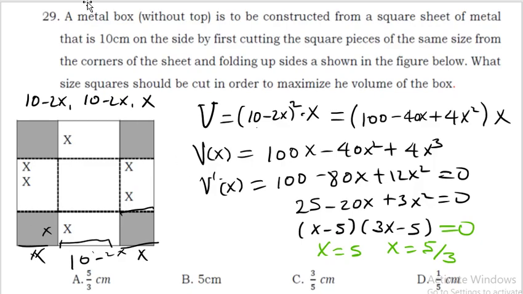So the question says, what size square should be cut in order to maximize the volume? To maximize the volume, we said it is 5 over 3, so the answer should be A. Yes. So these are some of the selected problems, which I think are challenging. So hopefully I'll be back with additional questions. Thank you.